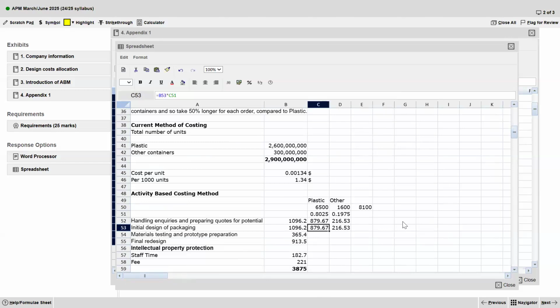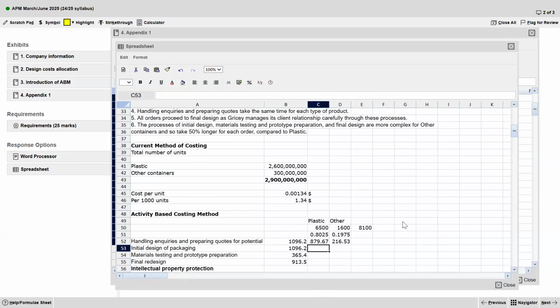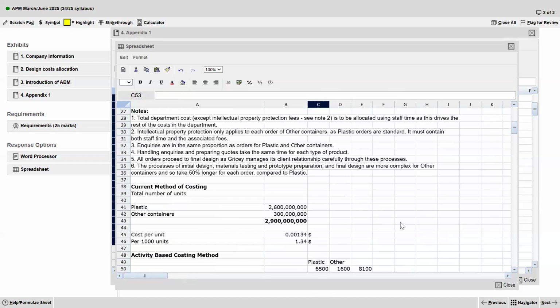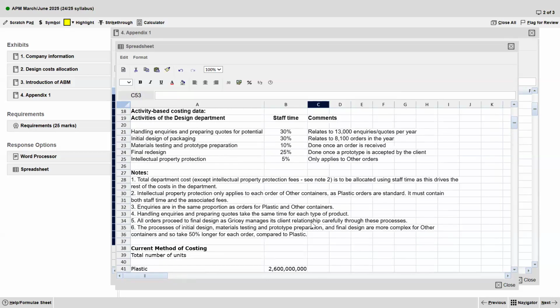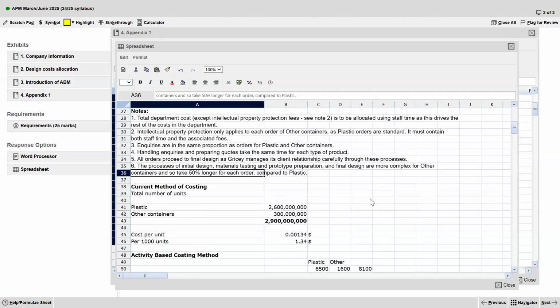So that means it cannot go about like this. It cannot be like this. There has to be a bit of difference in it, because it's taking more time. The process of initial design, material testing and final design are more complex for other containers and take 50% longer for each order compared to plastic.